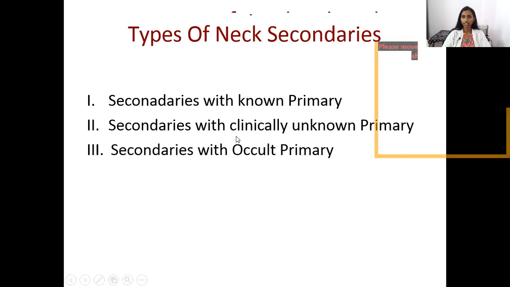So as we saw already, there are three types of secondary neck tumors. One is with a known primary, the other where the primary is not detected clinically but could be detected with investigations. The third is where you cannot detect the primary even after all investigations have been performed.